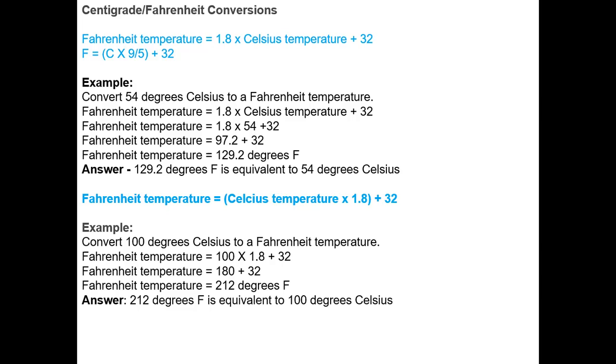Okay, so we're going to do the same thing here. We have 100 degrees Celsius, and we want to convert it to Fahrenheit. So to do that, we're going to take our Celsius temperature, multiply it times 1.8, and add 32 degrees. So our Celsius temperature was 100. We multiplied that times 1.8, and we added it to 32. So 100 times 1.8 gave us 180. We added the 32, and that gave us a total of 212 degrees Fahrenheit. Therefore, 212 degrees Fahrenheit is equivalent to 100 degrees Celsius.